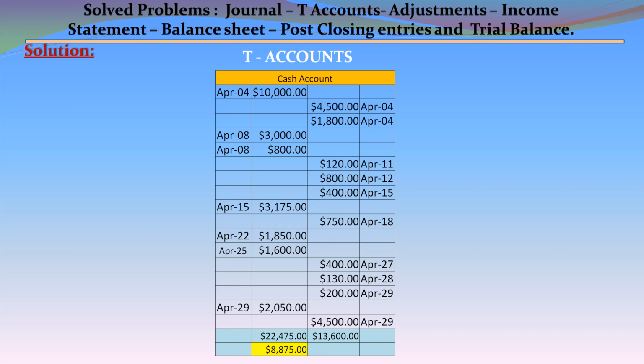On the credit side April 4 4,500. April 4 1,800. April 11 120. April 12 800. April 15 400. April 18 750. April 27 540. April 28 130. April 29 200. April 29 500 being the net profit transferred to retained earnings account. Cash balance remaining at the end of the month is 8,875.